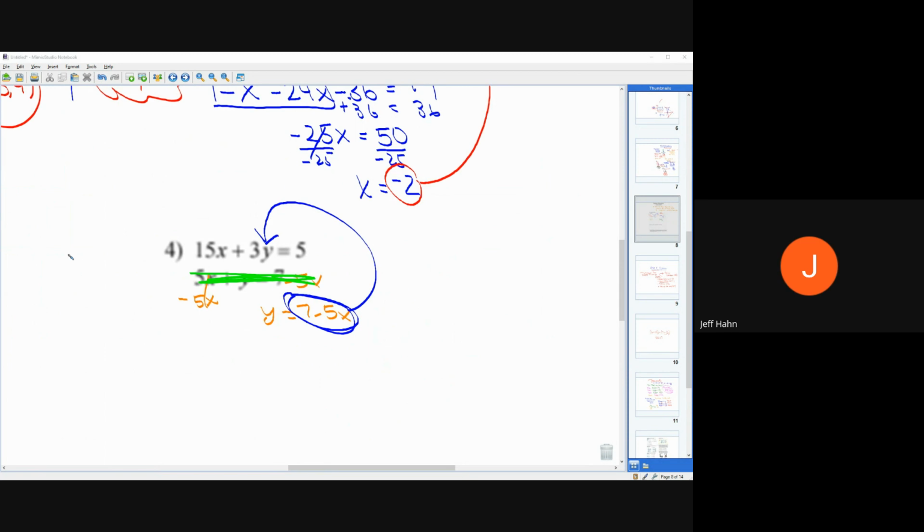So here, let me look slowly but surely. 15x comes from right here, plus 3 times what that y is. Here's y that I'm putting in for that. 3 times (7 minus 5x) equals 5.